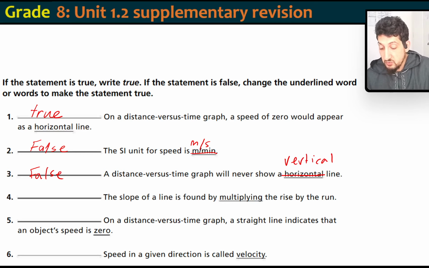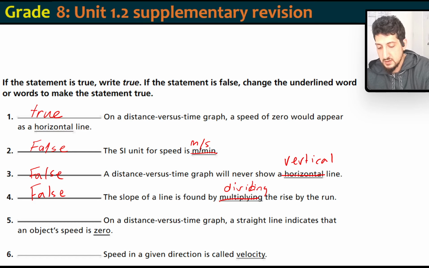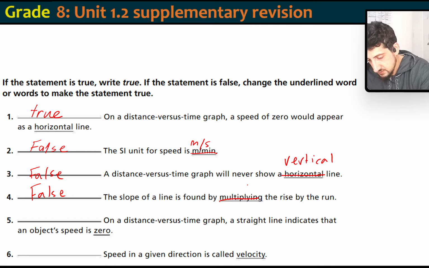Number 4 says the slope of a line is found by multiplying the rise by the run. No, it's dividing the rise by the run. That's from maths as well. So if you want to find the gradient in a distance time graph, that shows you the speed, then it's going to be the rise over the run. Not multiplying, dividing. Let me write that again.